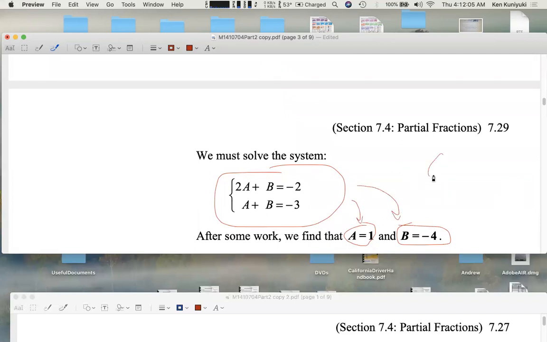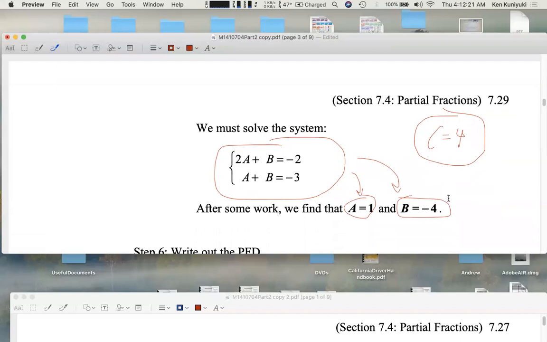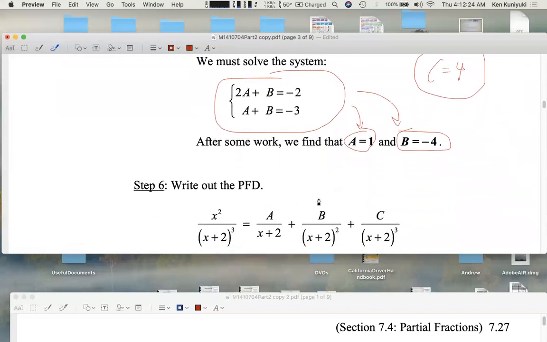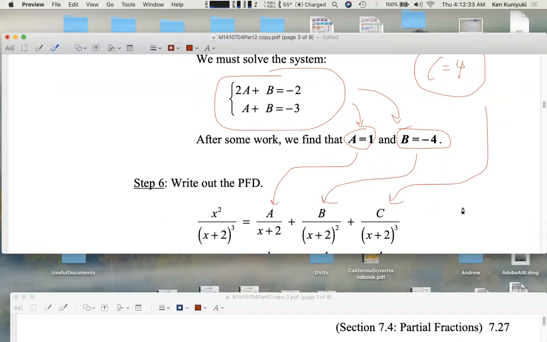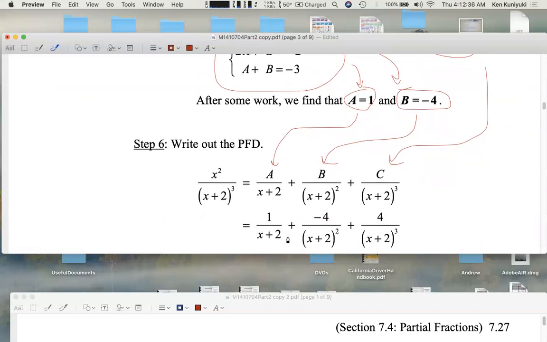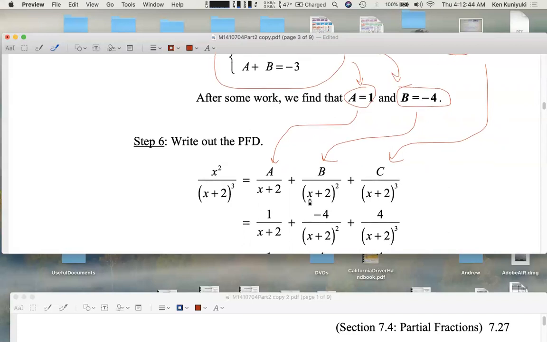So remember, C was 4. We already got that from before. And we now have values for A and B. A equals 1, B equals -4. Remember, C was 4. Are we done? Not quite. We have to plug these values in. This was the PFD form. Plug in 1 for A, -4 for B, and 4 for C. 1 over x plus 2 plus -4 over the square of x plus 2 plus 4 over the cube of x plus 2. And I would accept that.